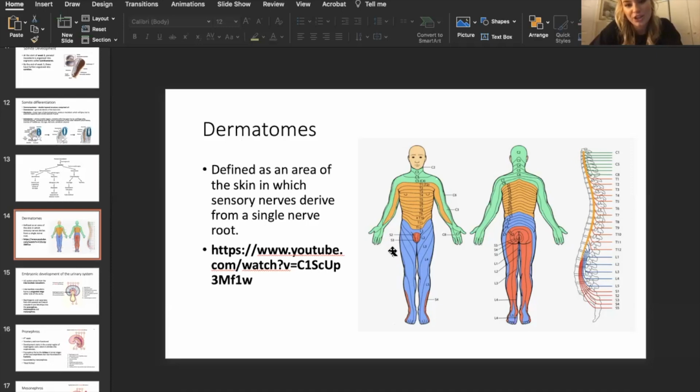Obviously, if you have pathology in one of these regions, you can then link it back to its dermatomal region and its innervation. So really important.